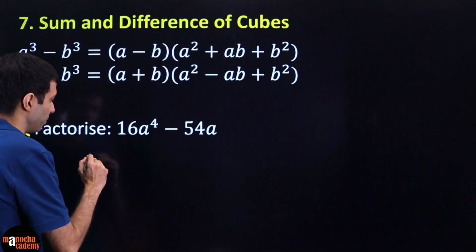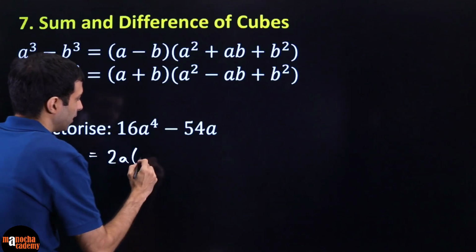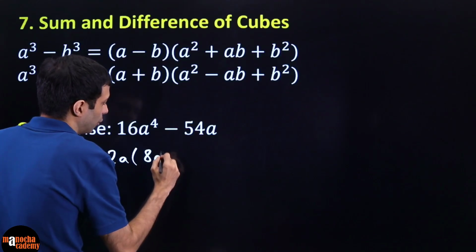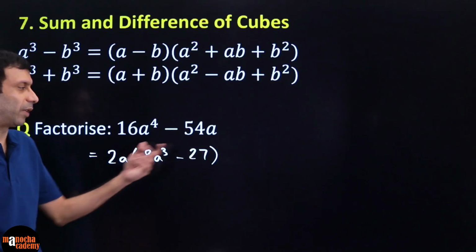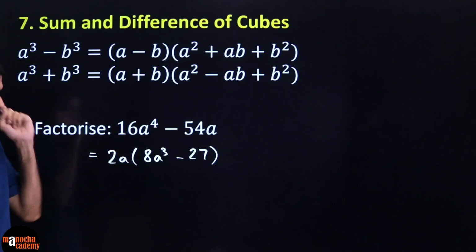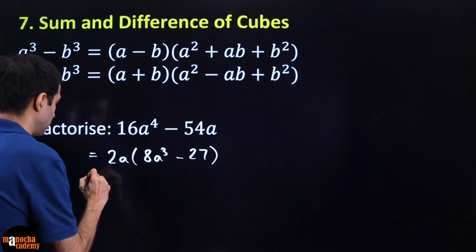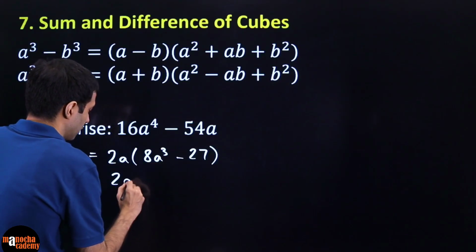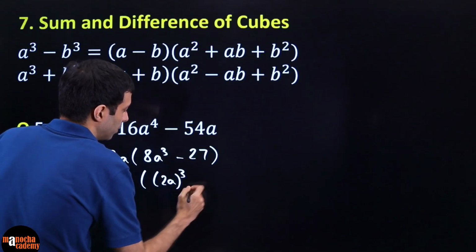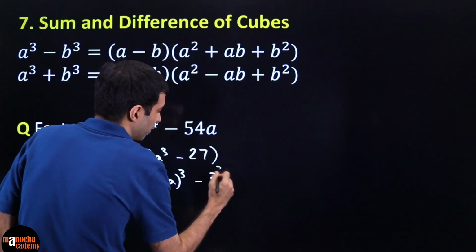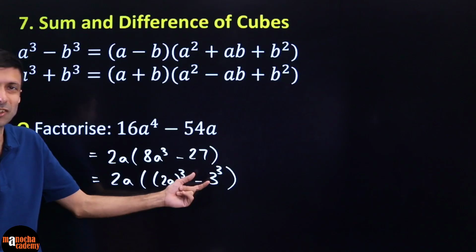Looks like it, because I can take 2a common, and then I'm going to be left with 8a cubed minus 27. Yes, 27 times 2 is 54. So we have taken our common stuff, 2a. Now this is nothing but 2a whole cubed, and 27 is nothing but 3 cubed. So you can see we are in cubic land because we have (2a) cubed minus 3 cubed.